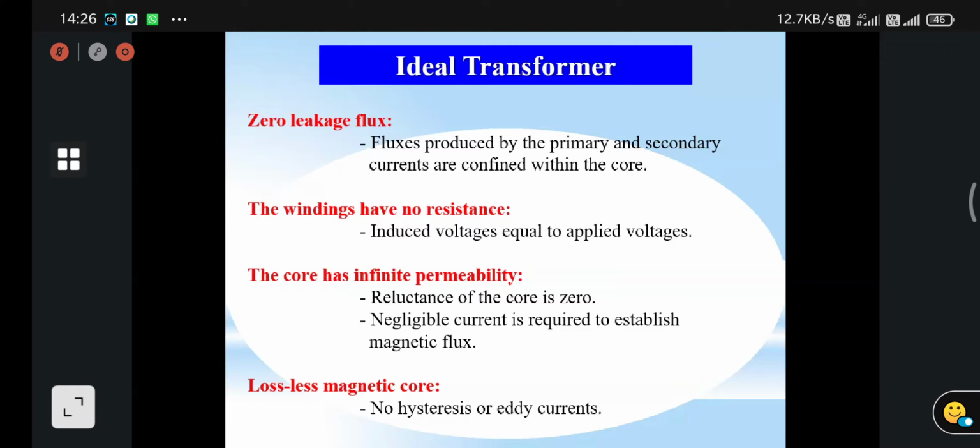Coming to the practical transformer, there is leakage flux, and there is resistance of winding. There is a finite permeability. The ideal transformer has high efficiency, while the practical transformer has less efficiency, and the regulation value is also more here. These are the points we have to discuss.